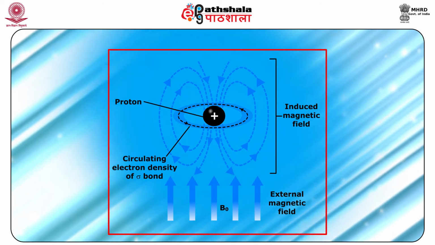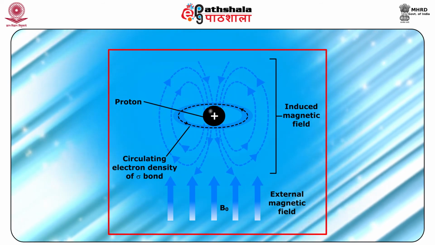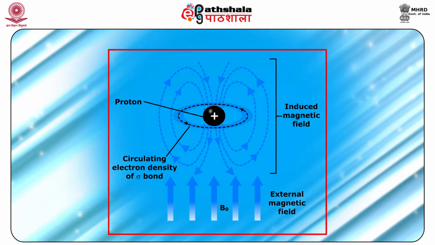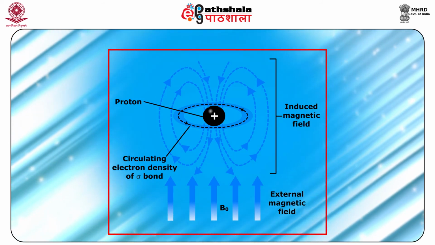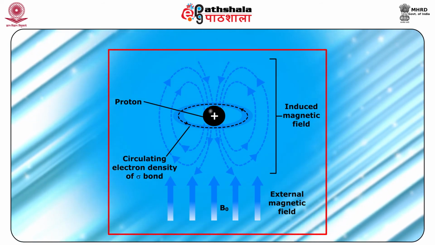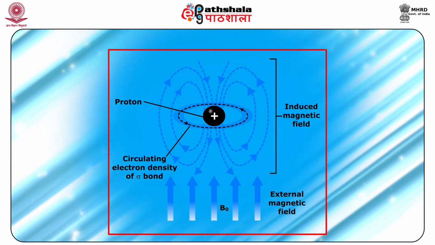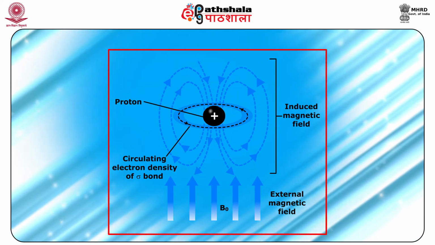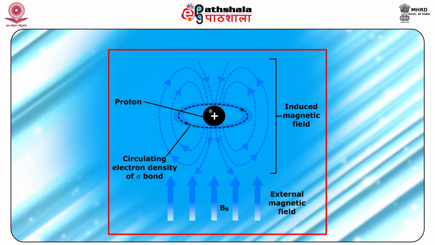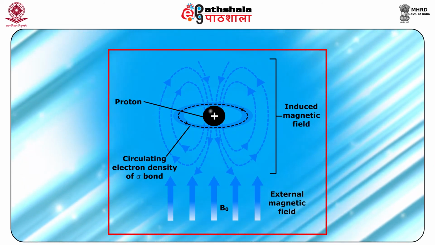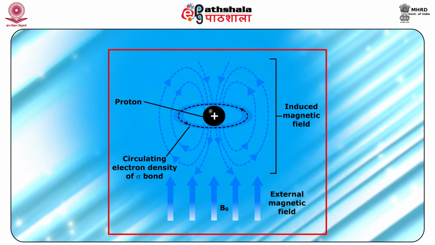Now this figure clearly shows the induced magnetic field generated by the motion of electrons that surround a proton. Not all protons occupy identical electronic environments. Some protons are surrounded by more electron density and are more shielded, while others are surrounded by less electron density and are less shielded. Thus, protons in different electronic environments will exhibit different energy gaps between the alpha and beta spin states, and therefore they will absorb different frequencies of RF radiation.